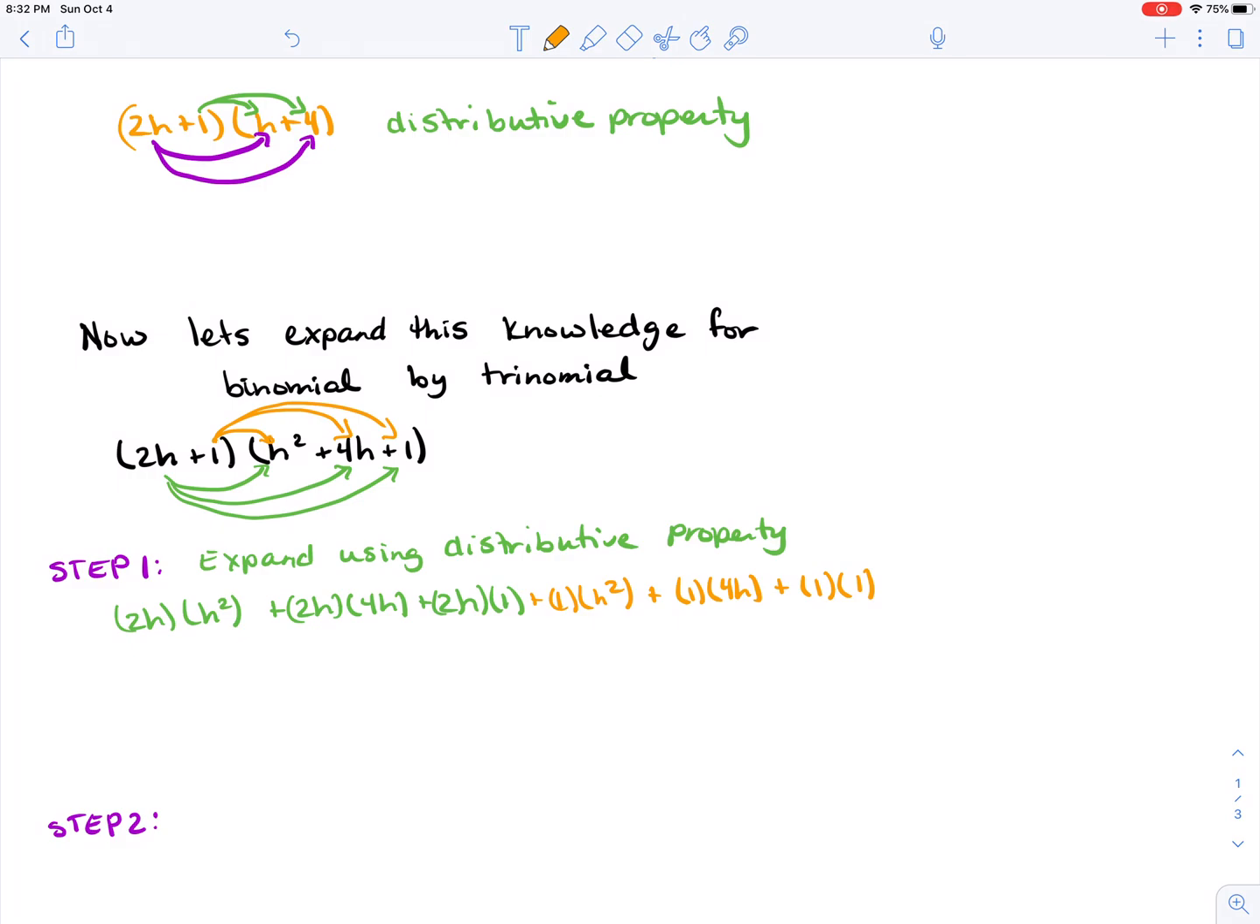Now what I'm going to do is I will just follow this through, multiply that out. So I have 2h cubed plus 8h squared plus 2h plus h squared plus 4h plus 1. Now my second step is to collect all my like terms.